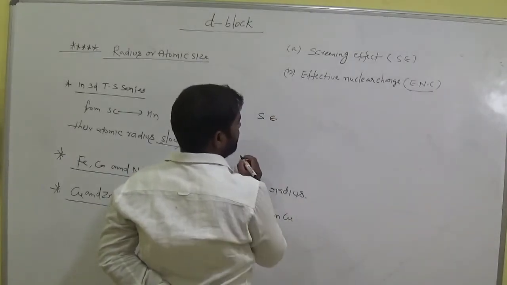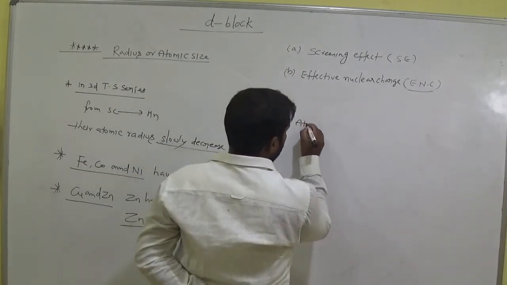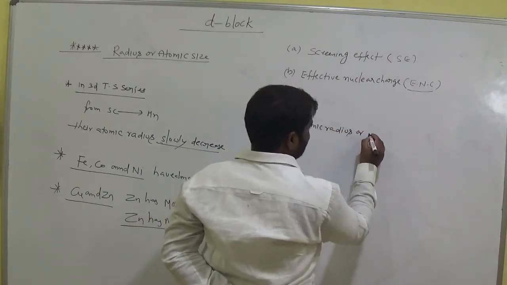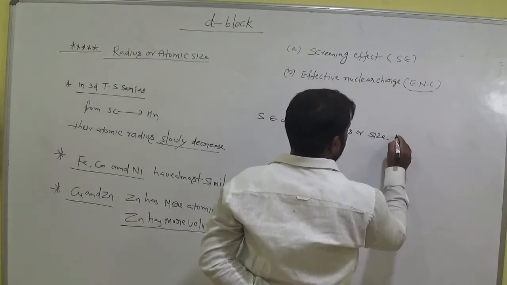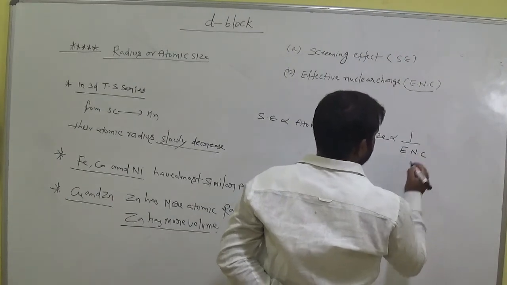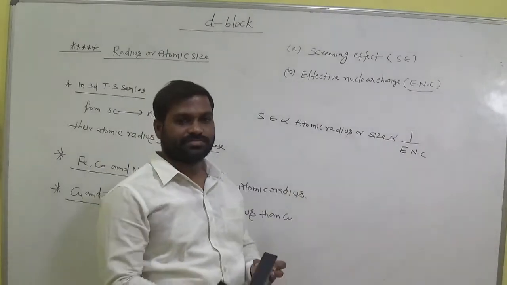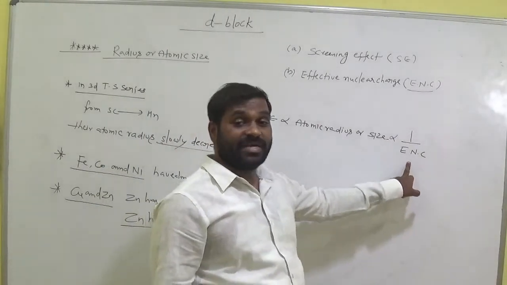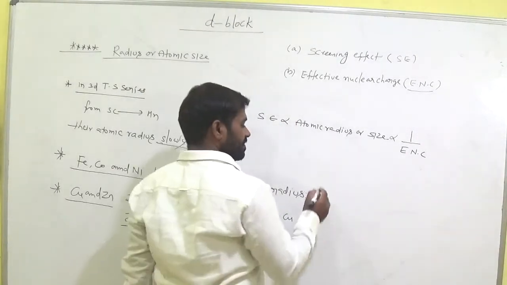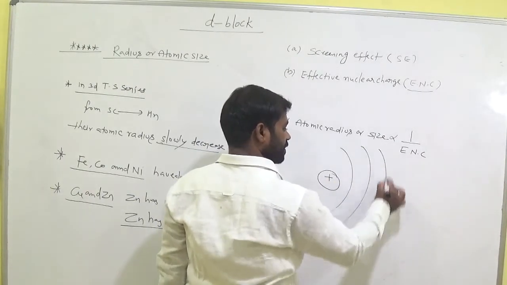Screening effect is directly proportional to atomic radius or size, and inversely proportional to effective nuclear charge. That means if the screening effect is more, the atomic radius is more, if the effective nuclear charge is less. What is effective nuclear charge here? You just simply remember. Okay.